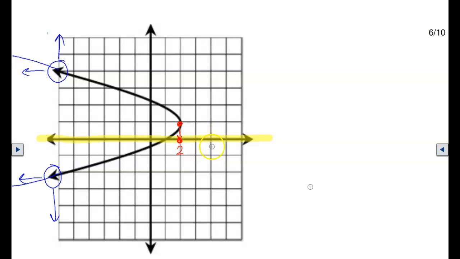Notice that 3 and 4 and 5 are not going to be in the domain this time, because if I look above and below that 3, the graph is not there. I can't trace anything back to the number 3. I can't trace anything back to the number 4 because the graph is not there. But then moving on over, notice all of these points on this U shape, on this top half, can be traced back to the x-axis.